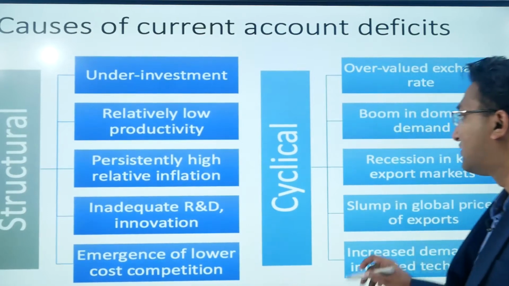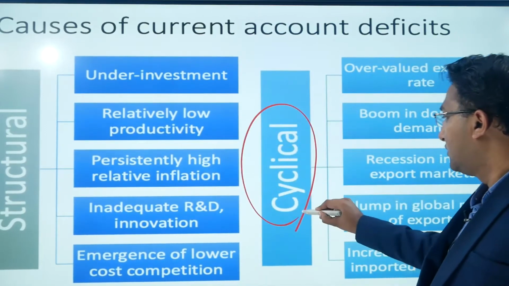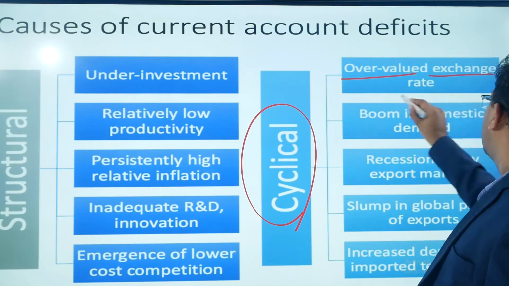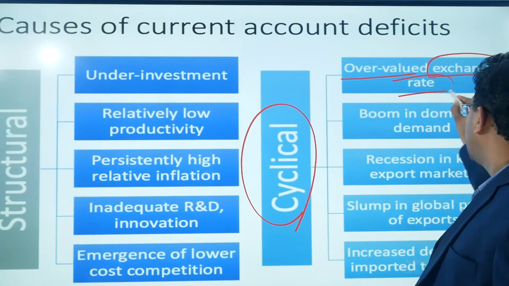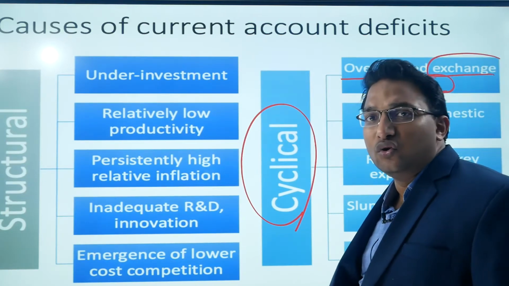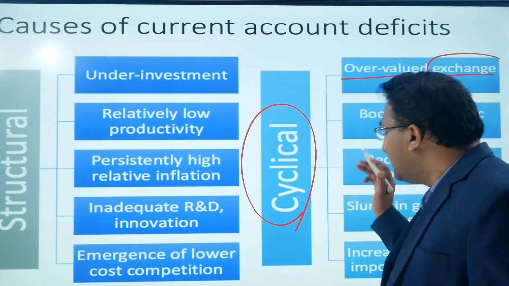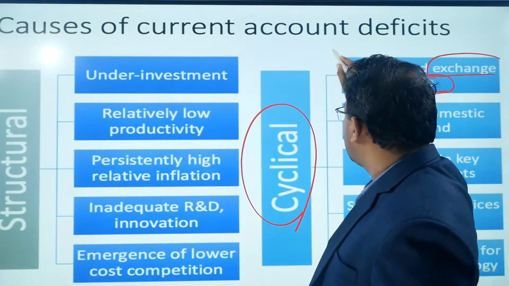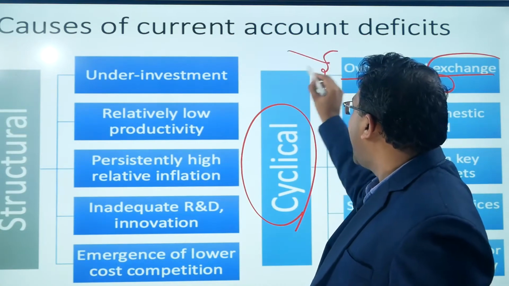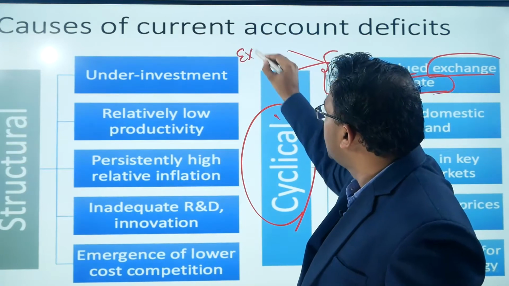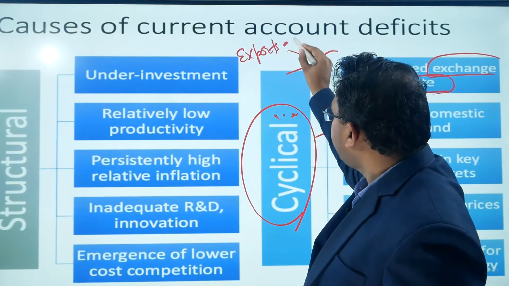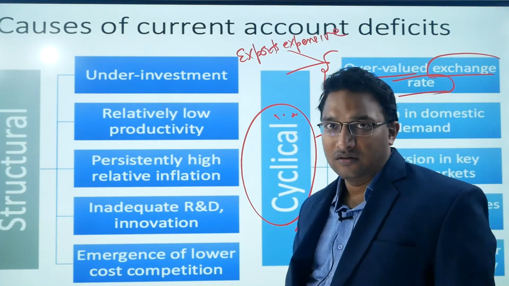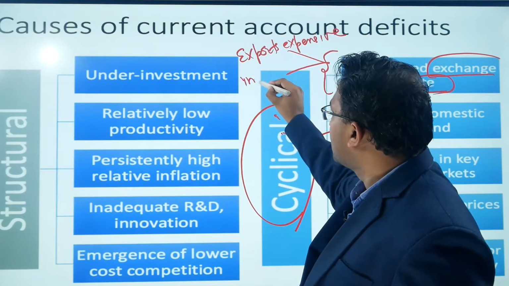Now, what are the cyclical factors or short-term factors? First is overvalued exchange rate. We will discuss the concept of exchange rate, and the meaning of overvaluation and undervaluation, separately. However, here you just understand that overvaluation of the exchange rate has an adverse impact: it makes our exports expensive. So our exports become more costly in the world market, and it makes the import cheaper.